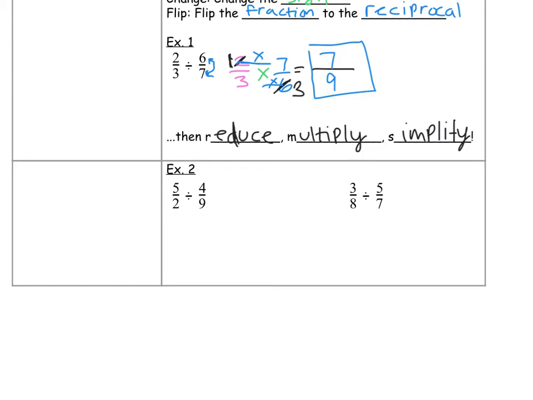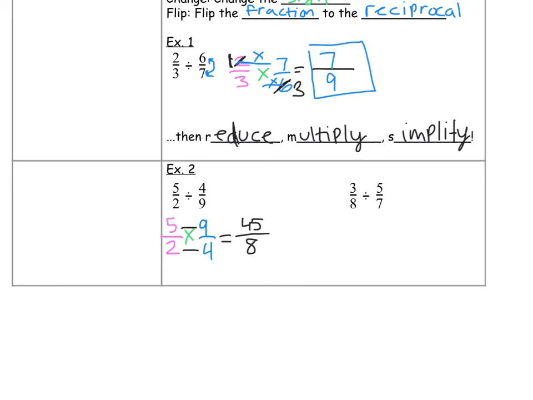So we have 5/2 divided by 4/9. So we keep the first fraction, we change the sign, and then we flip the second fraction to its reciprocal. So 9/4. And let's look at our numbers. Let's see if we can reduce. 5 and 4? Nope. 9 and 2? Nope. So now we multiply straight across. So 5 times 9 is 45. And 2 times 4 is 8.